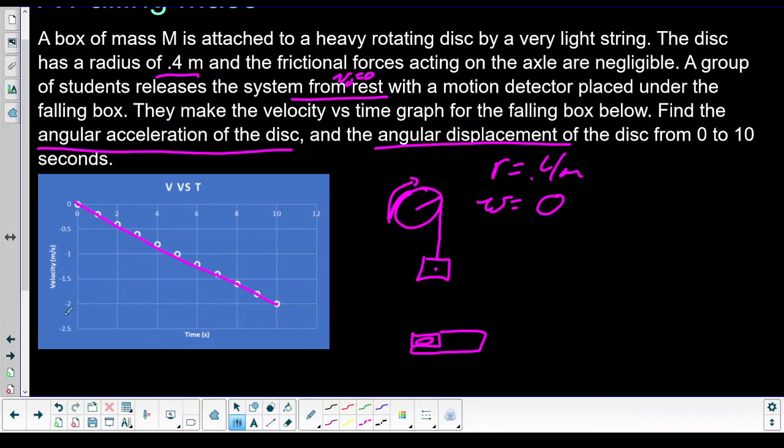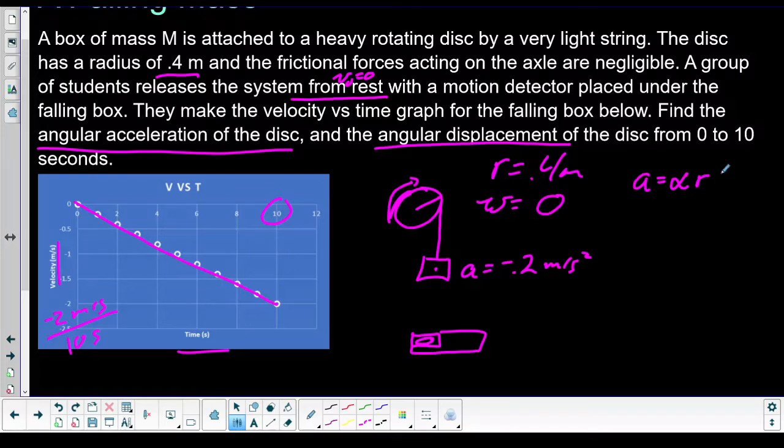So it goes -2 meters per second per 10 seconds. So this thing has an acceleration of negative, sorry, not 0.5, negative 0.2 meters per second squared. All right, so that's just the slope of this line, which is the slope of the velocity time graph, tells us acceleration. Okay, if we want the angular acceleration of the disk, we can use a equals alpha r.